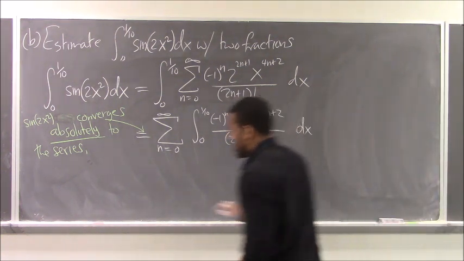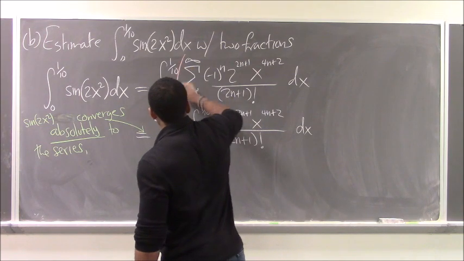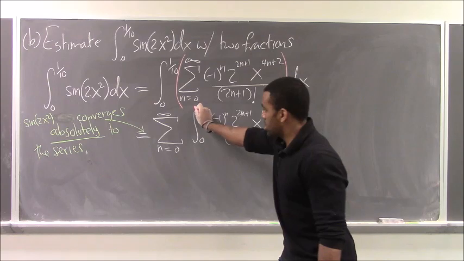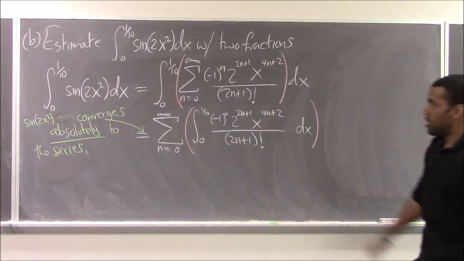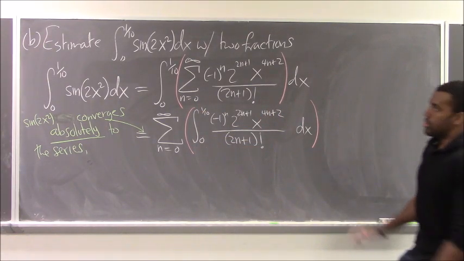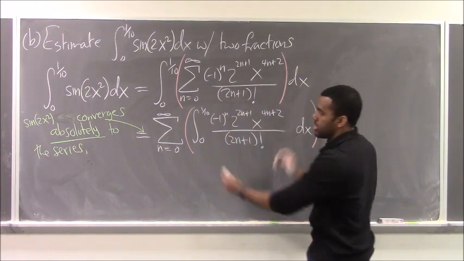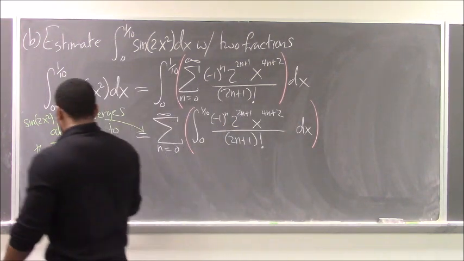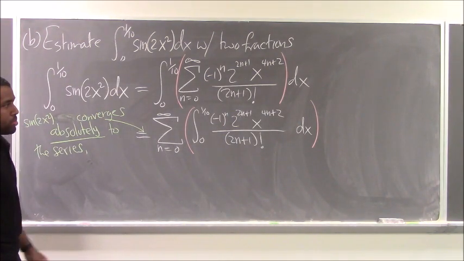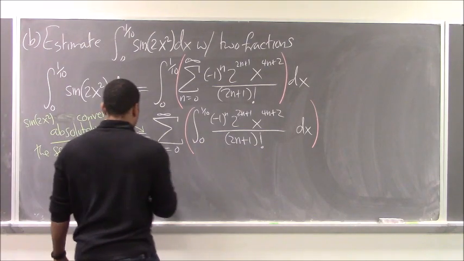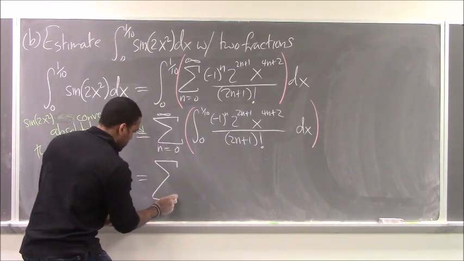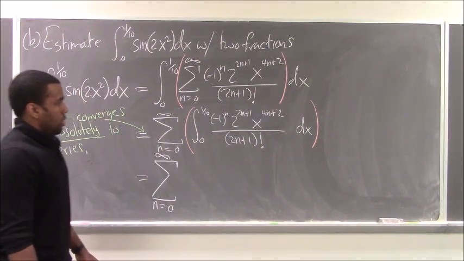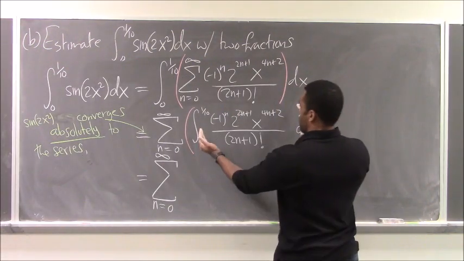So I can go from a situation where I'm thinking of it as this to a situation where I'm thinking of it as the sum of this. The fact that I can swap these two and move the parentheses this way is a consequence of the rearrangement theorem. We're only allowed to do that if we have absolute convergence, which means now I just have to worry about integrating this.